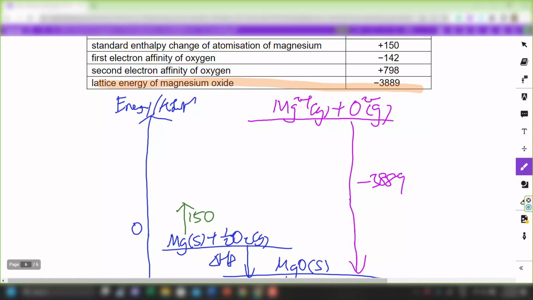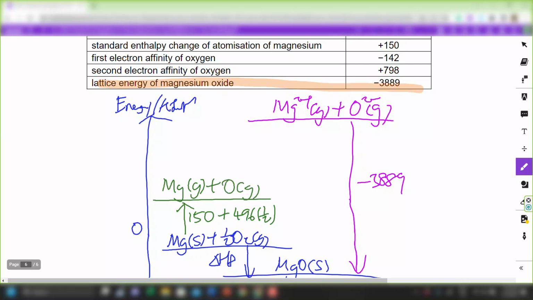Yeah, it is perfectly okay because we just need to look up the data booklet and find the bond energy of dioxygen, so that's 496. And then I just need to multiply it by half, because I'm only producing 1 equivalent of gaseous oxygen atom. So that's Mg gaseous plus O gaseous.